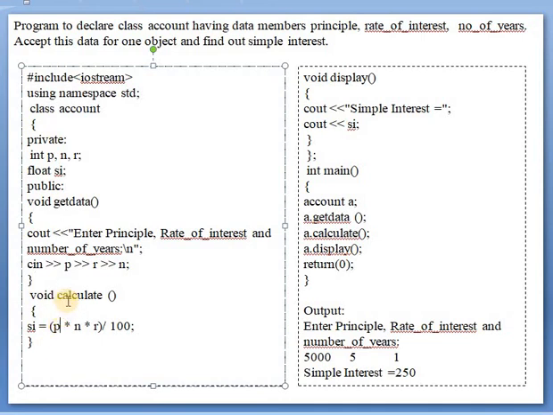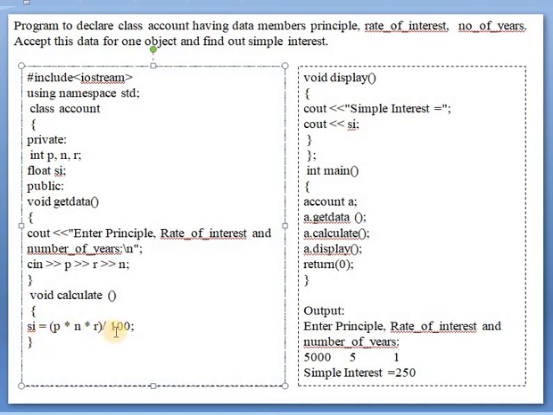Now the calculate function. All these functions are defined inside the class, so there is no need of writing the scope resolution operator. Void calculate: to calculate the simple interest, simple interest equals the multiplication of principal, rate of interest and number of years, divided by 100.